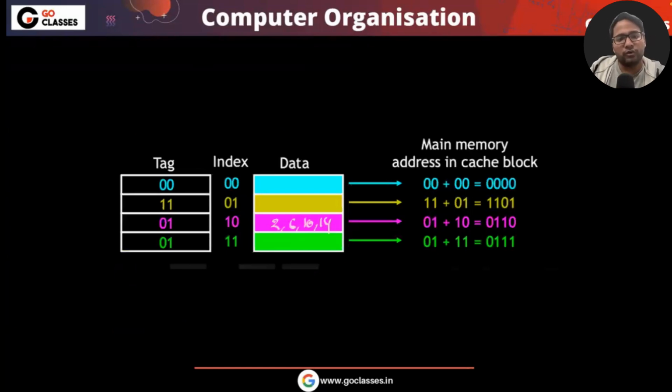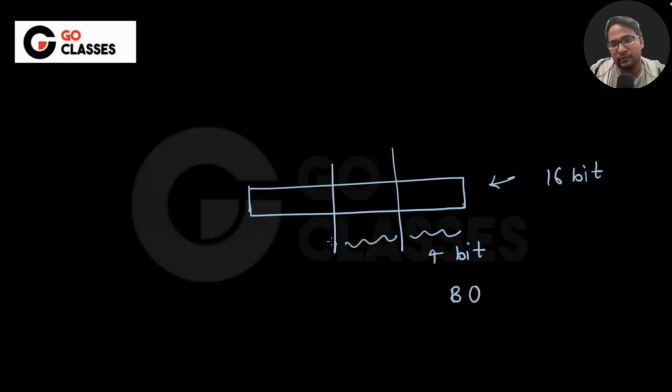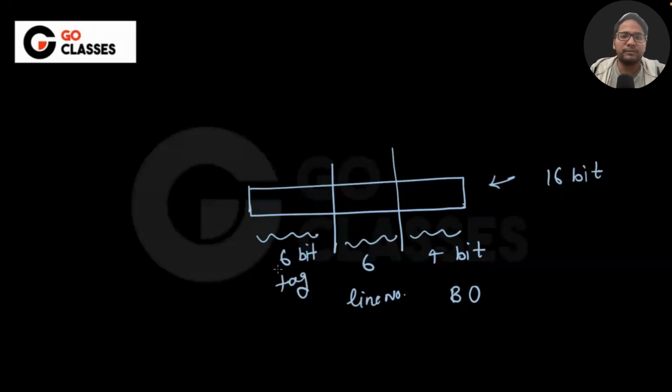There is a bit called tag, using which we can know this. See what is happening here. Let me tell you what we did. We had the actual byte address, let's suppose 16-bit. Let's suppose our block offset is 4 bits, and I have additionally, let's suppose, 6 bits for the line number. Now how many tag bits do we have? For the remaining 6 bits, we have 6 bits of tag, isn't it?